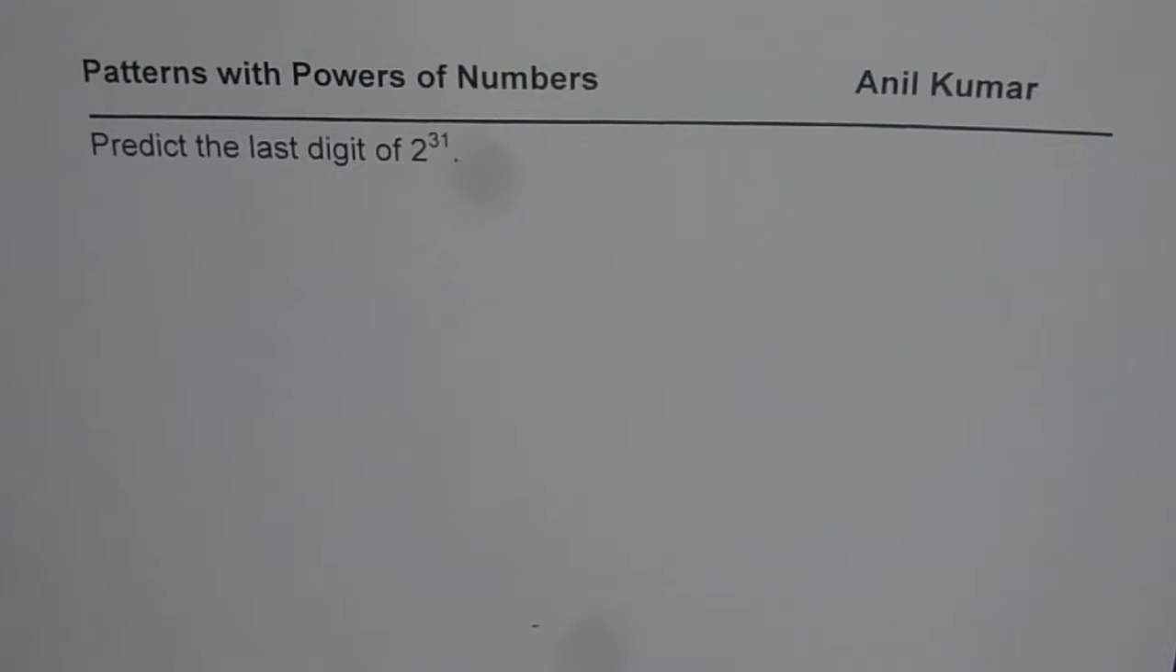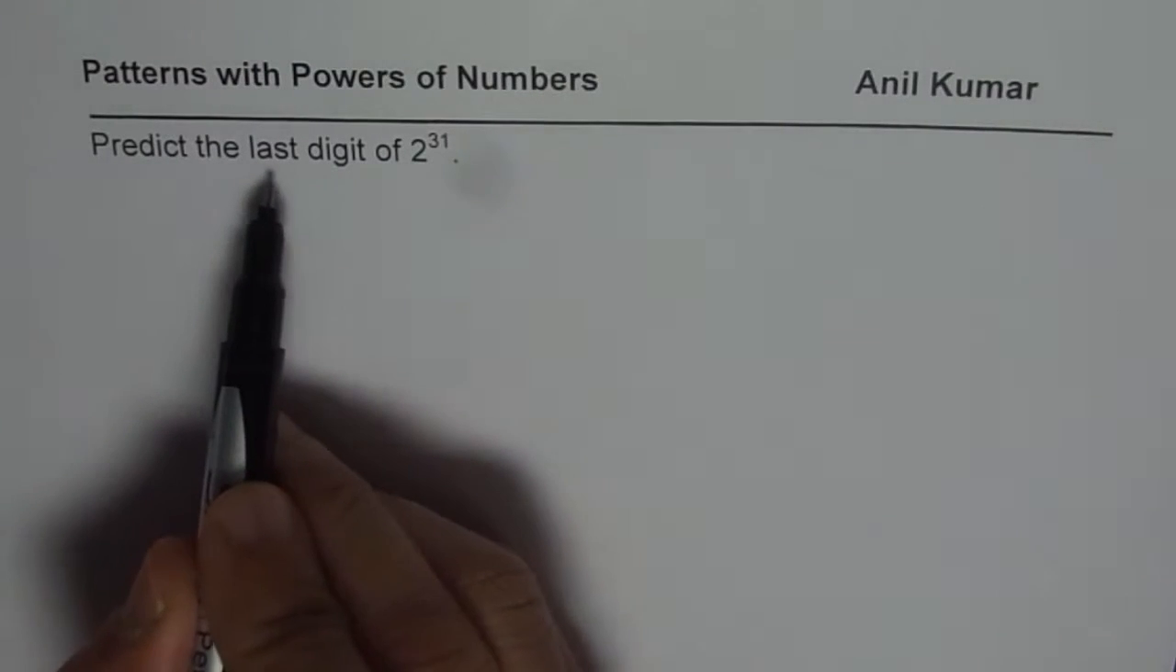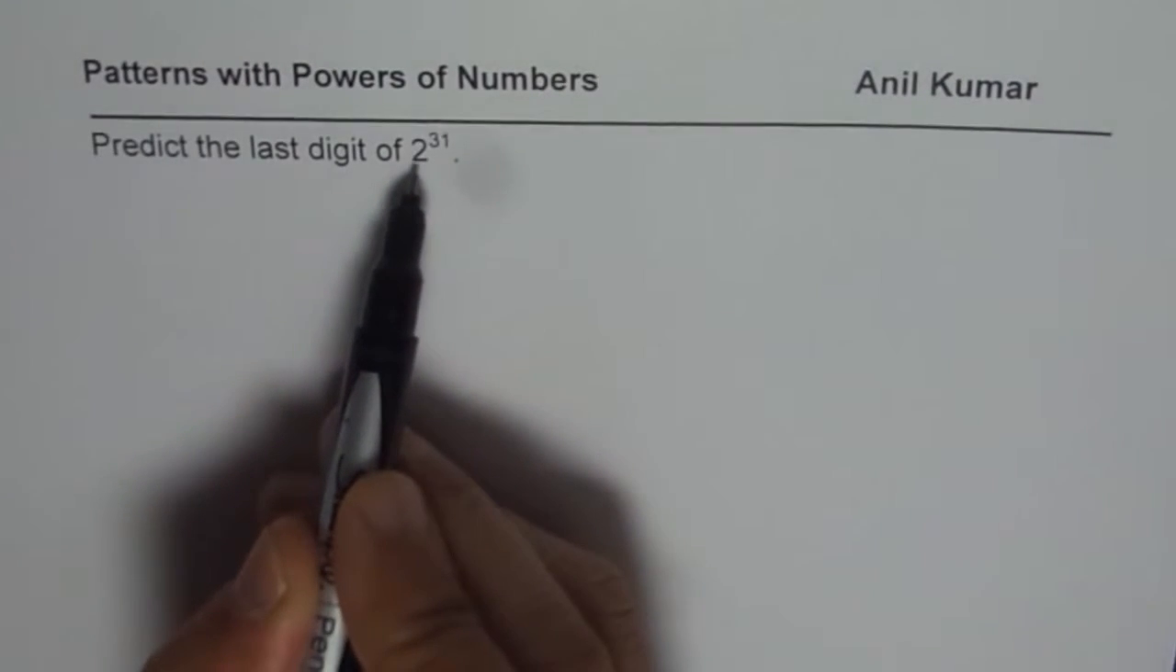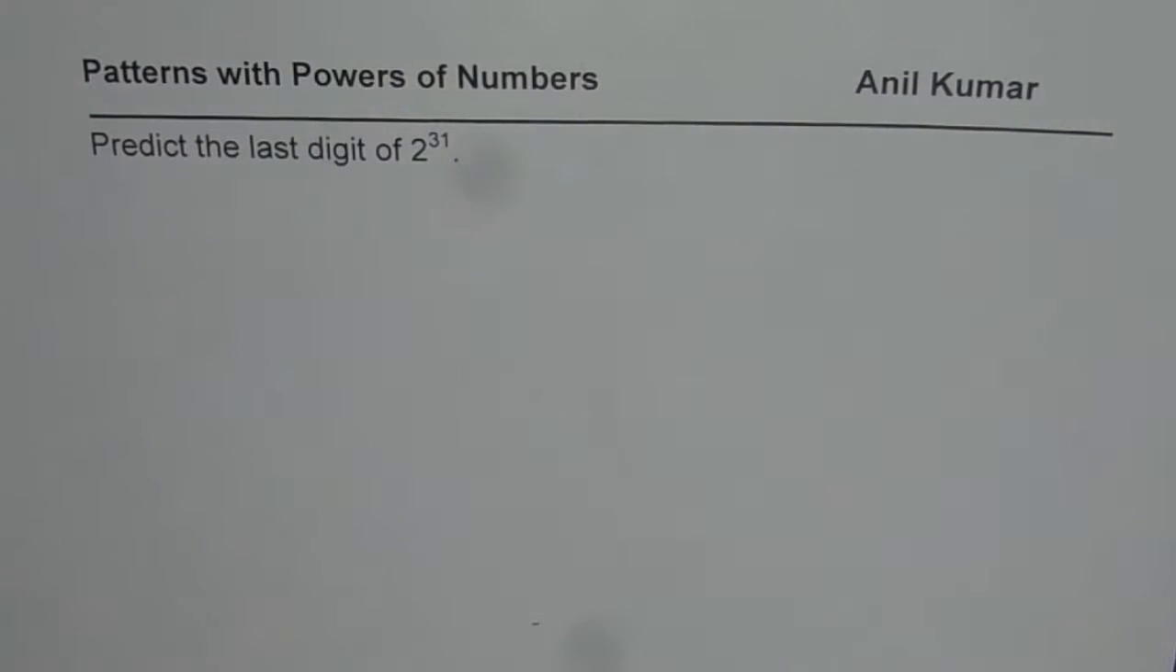Let's begin with twos. The question here is: predict the last digit of 2 to the power of 31. So that is your question. Now, for 2 to the power of 31, you have to only predict the last digit, not the whole number, right? So how can you do this kind of a question? You can pause the video and try it out. Here is a solution. We'll make a pattern.